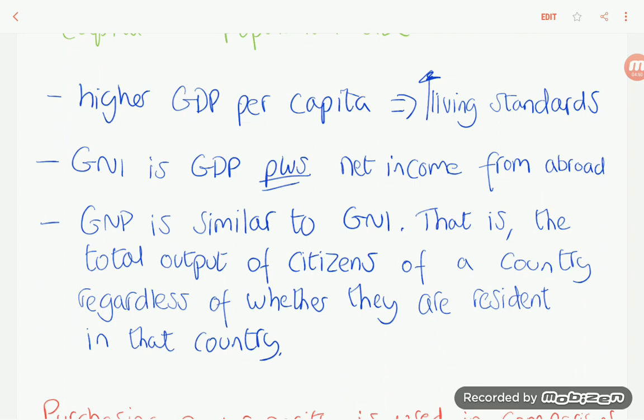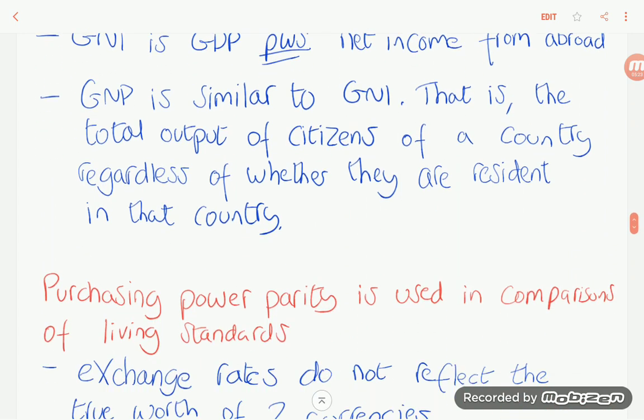GNP is very similar to GNI. It's the total output of the citizens of a country, whether or not they're resident in that country. GNI and GNP per capita can also be used to compare living standards between different countries. They are calculated in a similar way to GDP per capita by dividing the total GNI or GNP by a country's population. I wouldn't worry too much about GNI and GNP. I would tend to focus on GDP.